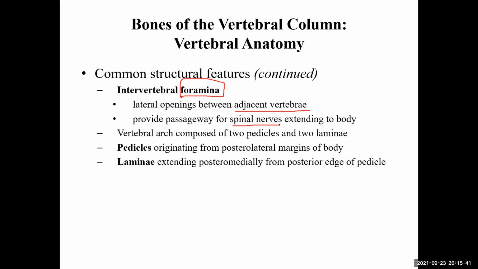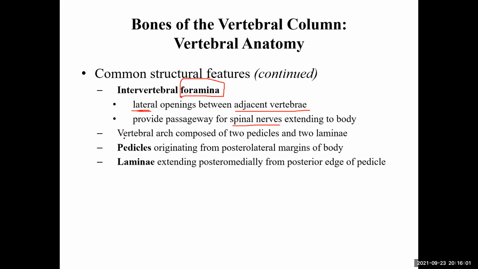So as you know, nerves need to come off the spinal cord because they have to go out to the body somewhere. So when they come off the spinal cord, they have to leave the spine somehow. And so they leave the spine through these holes, these openings called intervertebral foramina. And they're found on the sides, the lateral openings. I'll show you a picture here.